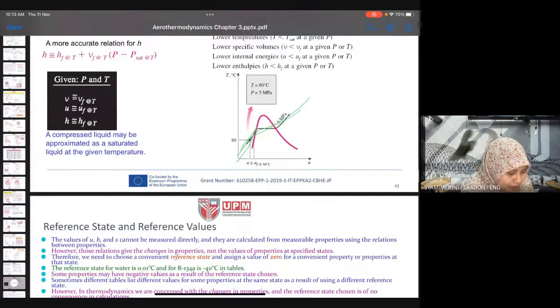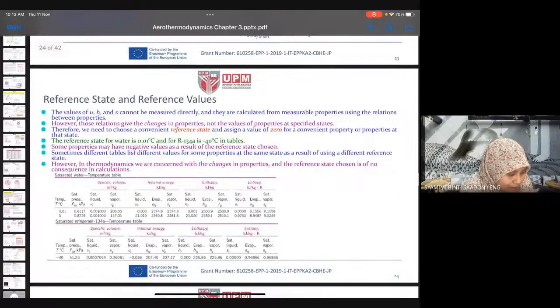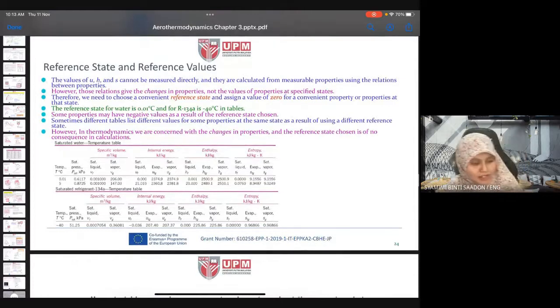Okay, let's look at the reference state and reference values. So these are the tables, table A4, A5 just now. So the values of U, H, and S cannot be measured directly. They are calculated from measurable properties using the relation between properties. So we have this one, table 8.4.